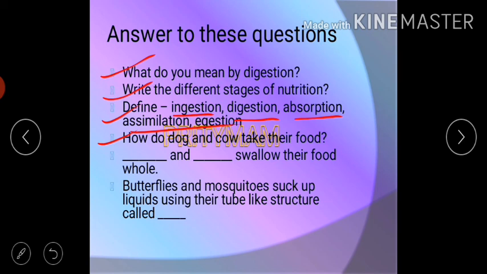Which animals swallow their food whole? They do not bite, they just swallow it. So who are those? Snakes and frogs. Next question. Butterflies and mosquitoes suck up liquids using their tube-like structure called what? Proboscis. So these are the related questions and answers.